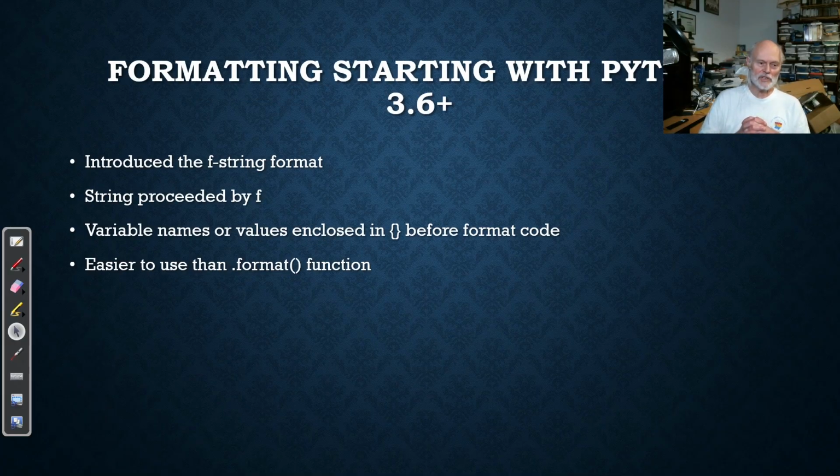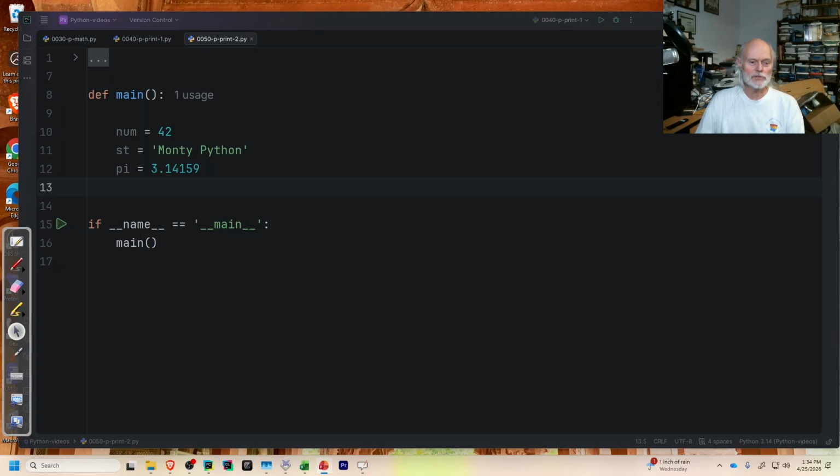In Python 3.6, they introduced something called f-strings, or formatted strings. A string in the print statement is preceded by the letter F. And there we still use the curly brackets, but we actually insert the variable names inside the curly brackets. And it's easier to use than just the .format, at least in my opinion. So I prefer that. So let's look at a few of these.